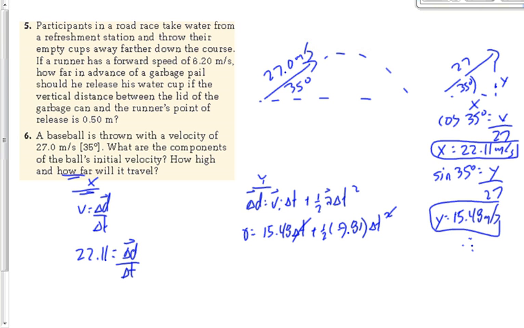T's cancel. We can divide every term by t. That's really what we're doing here, right? Dividing every term by t. I'm just not showing all that work this time. If you need me to show it, just let me know and I will. Half of neg 9.81 is neg 4.905.